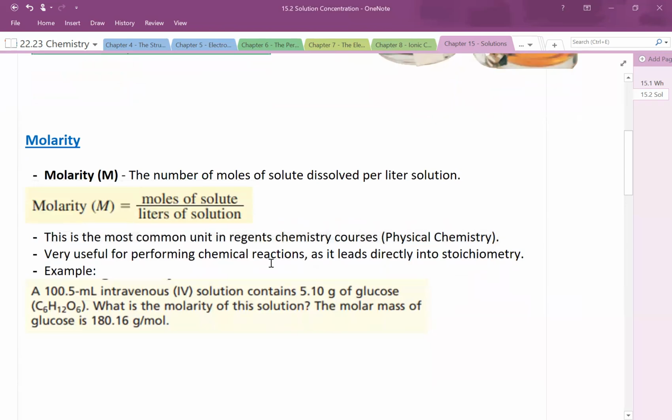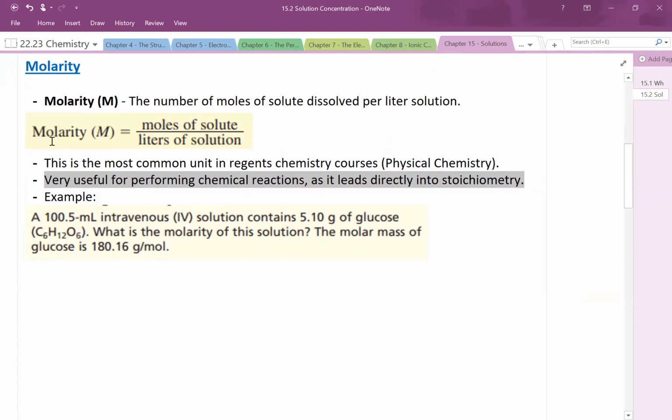This unit is so useful for us because it gives us the moles of our solute, and typically when we're doing chemistry, the solute is what's doing the reaction. Because it gives us the moles of solute, this leads directly into stoichiometry. So we don't have to play around. If I have, for example, a 6 molar hydrochloric acid solution, I already know that I have 6 moles per liter. Okay, so let's look at how we would work an example involving molarity.